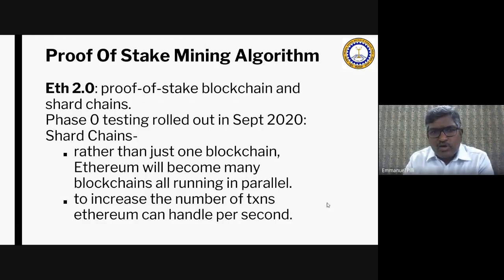Ethereum 2.0 uses a proof of stake blockchain, and they also use what are called shard chains. It is still a very, very new algorithm, proof of stake. Ethereum 2.0 has launched this, and phase zero testing was rolled out in September 2020, just a couple of days ago. So please look for shard chains. These are some of the latest things happening, and it is really mind-blowing.